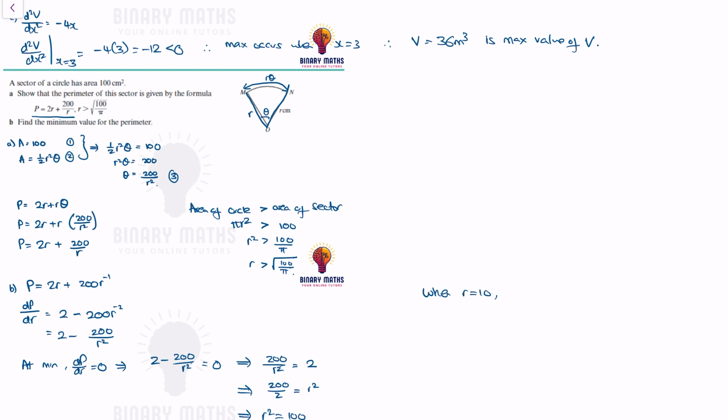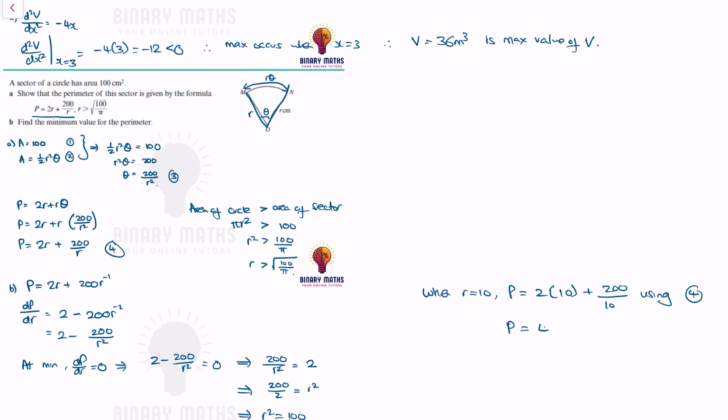So we know when r is equal to 10, perimeter is equal to 2 times 10 plus 200 over 10. Let's call this 4. So using 4, P is equal to 20 plus 20, which is equal to 40.